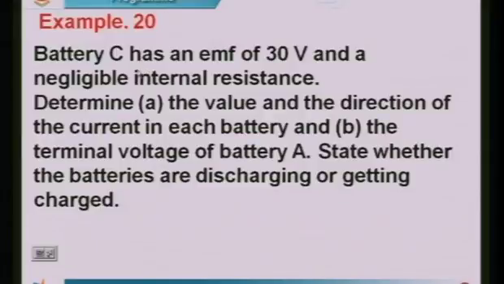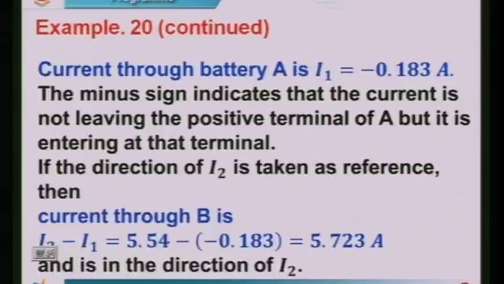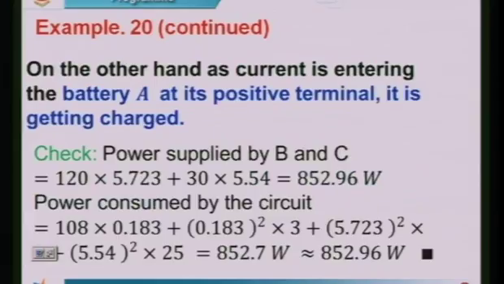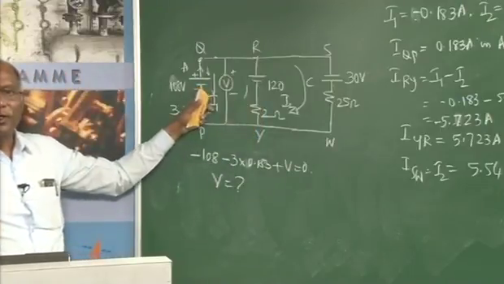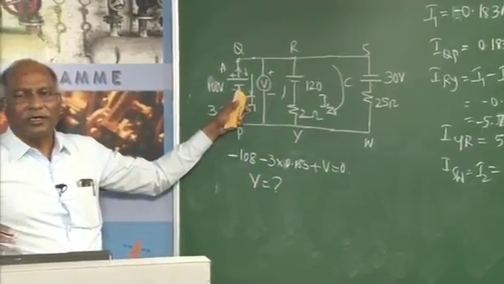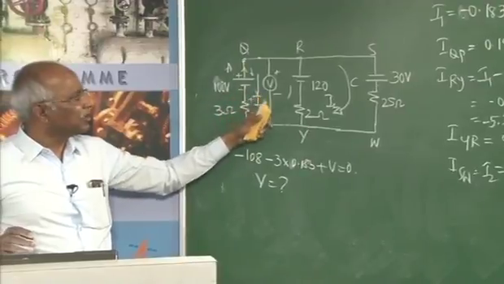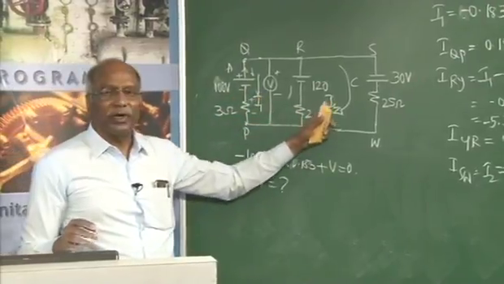So that's this. Here I have gone one step ahead to see whether what has been worked out is right or wrong. Power supplied by B and C comes to 852.96, while power consumed by the circuit will be power consumed by these resistances plus power consumed by this also. So that works out to also 852.96, that indicates whatever has been worked out is correct.